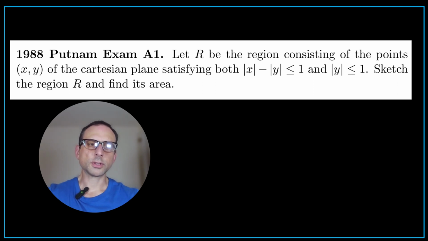Let R be the region consisting of the points (x, y) of the Cartesian plane satisfying both the absolute value of x minus the absolute value of y is less than or equal to 1 and the absolute value of y is less than or equal to 1. Sketch the region R and find its area.